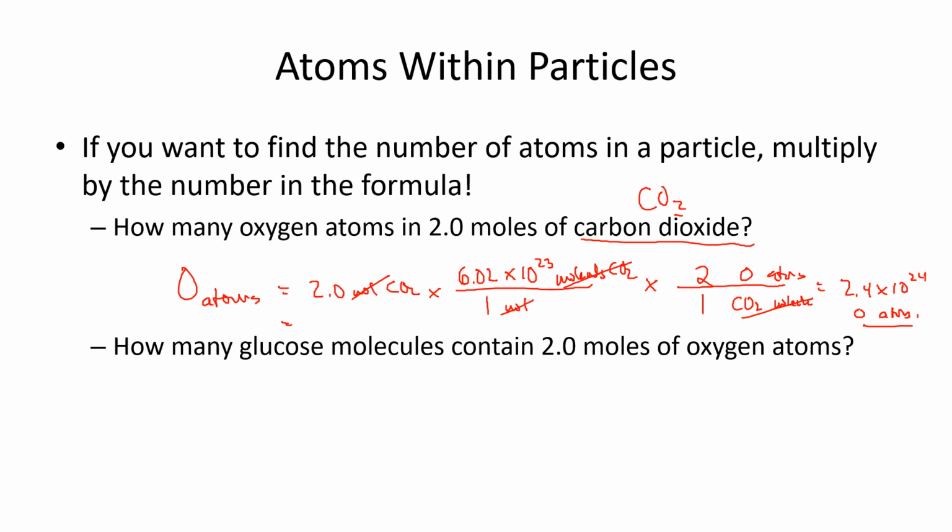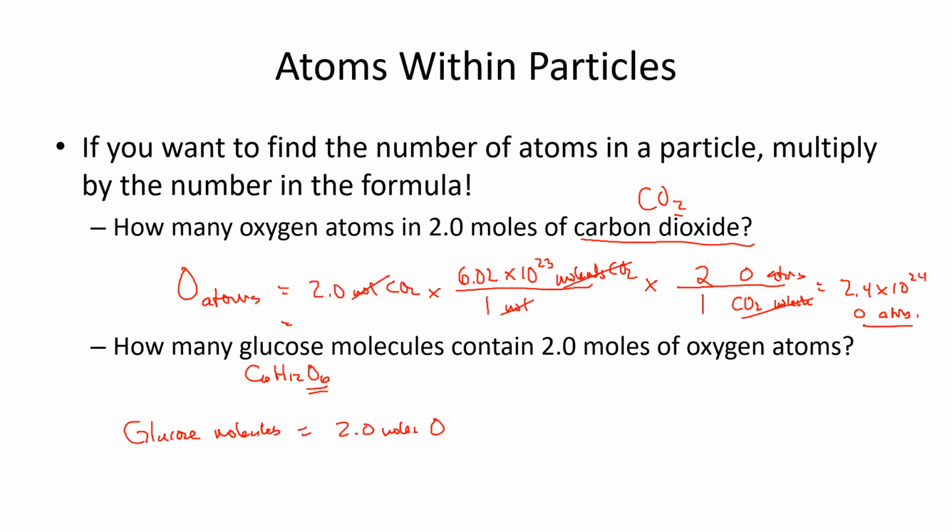And the reverse also works. How many glucose molecules contain that many oxygen atoms? So glucose is C6H12O6. So every one of those glucose molecules is going to have 6 oxygens in it. So let's start with, we're looking for glucose molecules. And we started with 2.0 moles of oxygen atoms. Should be O2, my bad. Let's get rid of that.